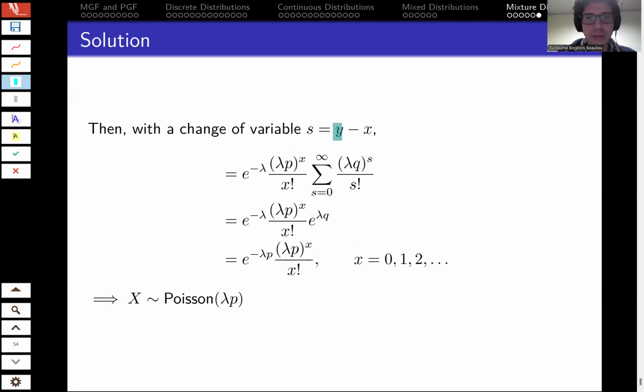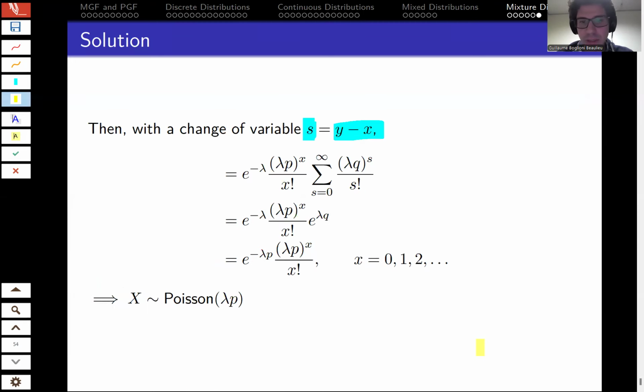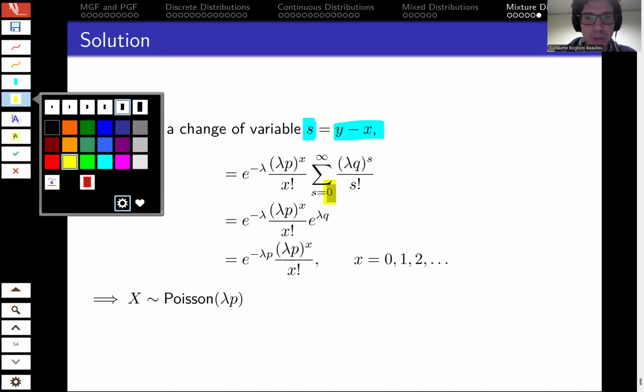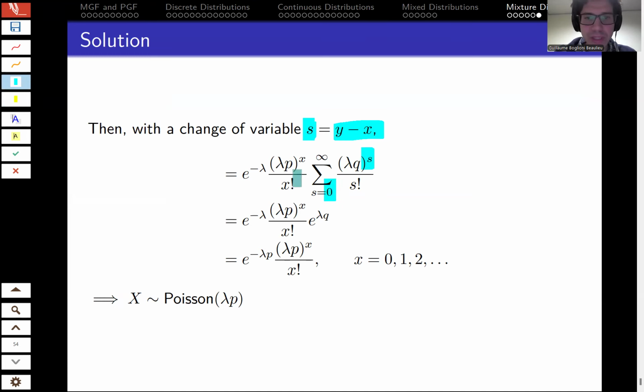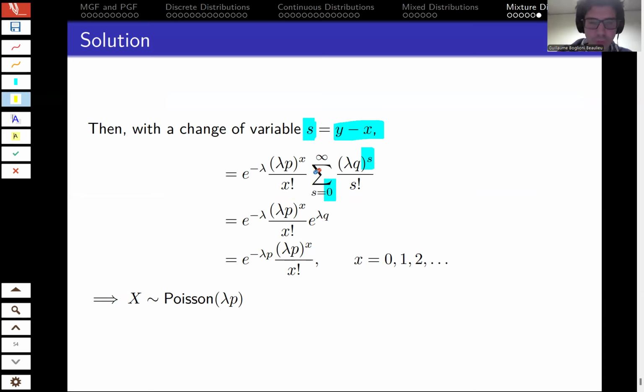Call this thing Y minus X, call it S. Y minus X is here, Y minus X is here. Realize that because you start the summation at Y equals X, the first term in the summation really is 0. So if you call Y minus X S, it's nice: you're going to start your summation at 0 and simplify the expression. So you do that. What has happened here? We just put the X factorial in front of the summation, because again, it doesn't depend on the summation.